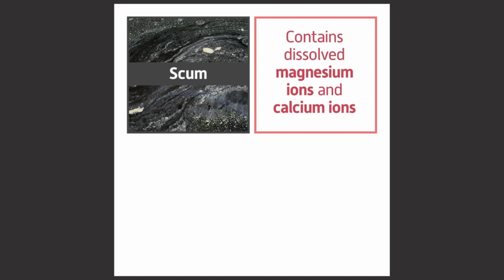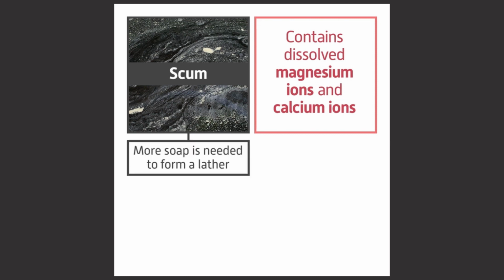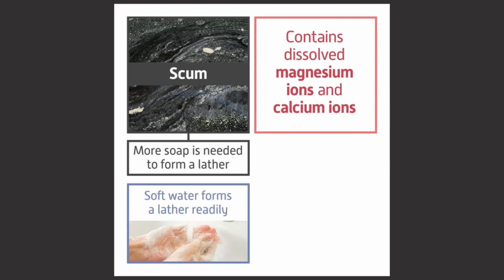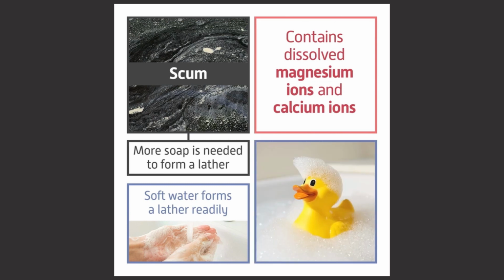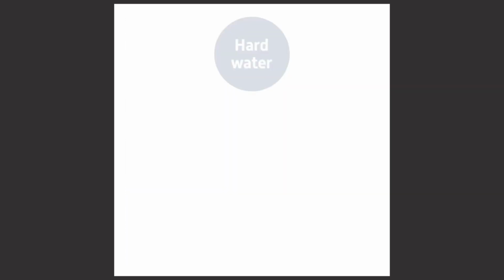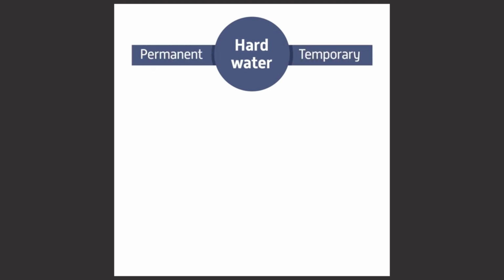The calcium ions and magnesium ions in hard water react with some of the soap you use to form scum. This means that more soap is needed to form a lather. Soft water, however, forms a lather readily. If you live in a soft water area, you need to use much less shampoo and bubble bath to get froth.